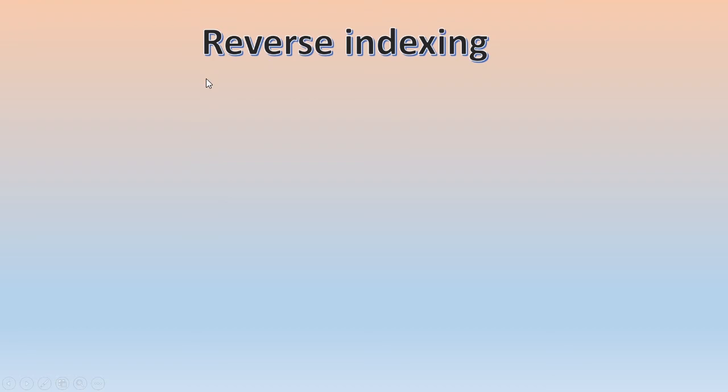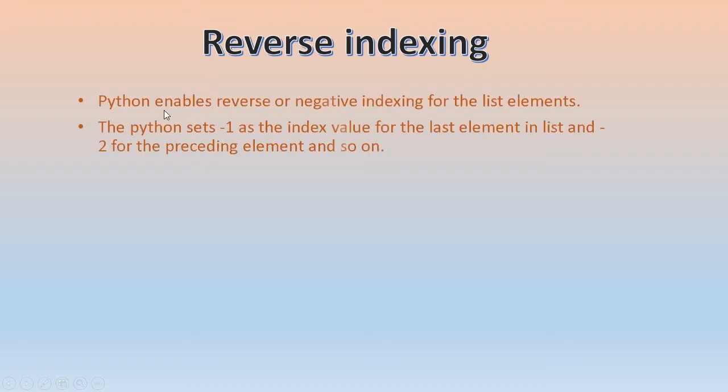Next thing is, what is reverse indexing? Python enables reverse or negative indexing for the list elements. Already you know, if I am using the negative value, I can access the elements in the reverse order. So that is called the reverse indexing. Python sets -1 as an index value for the last element and -2, -3 and so on, and -n will be the first element.